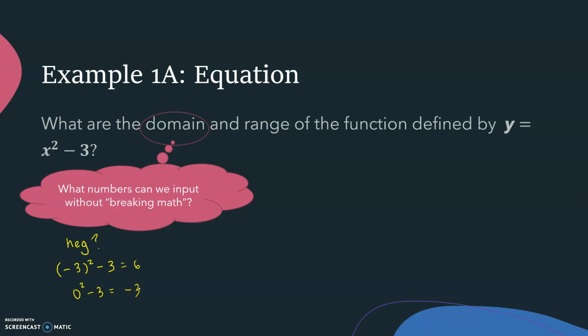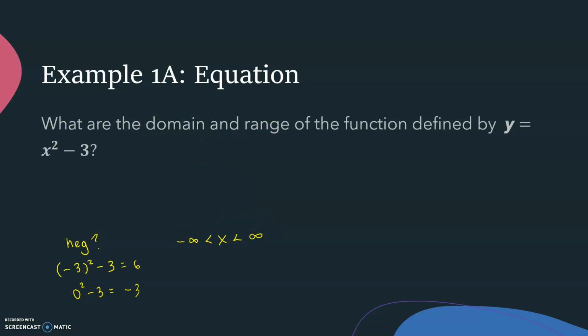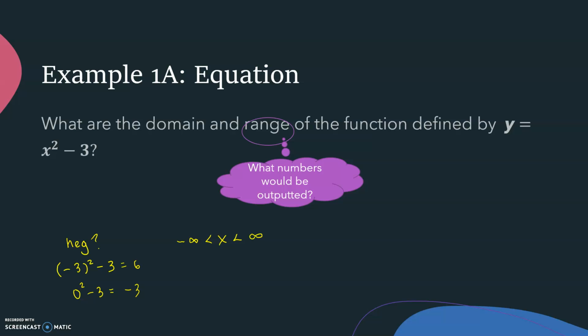So for the domain, there's nothing that's breaking math here. So this is going to be all real numbers, which would be the numbers from negative infinity to infinity, because I can't break math by plugging a number in. And then for the range, we want to look at what numbers would be outputted. In interval notation, this would be negative infinity, comma, infinity with parentheses. So I like thinking about what's the biggest thing that could be outputted, and what's the smallest thing.